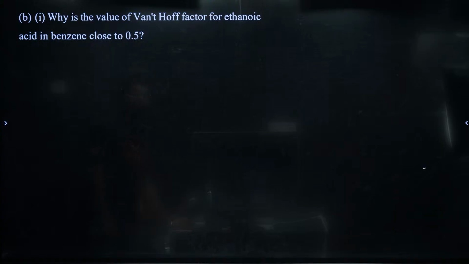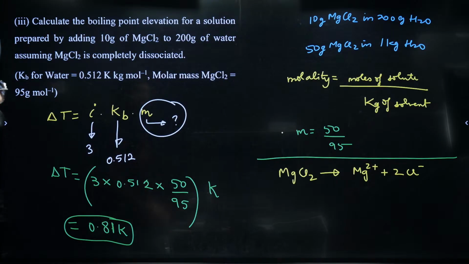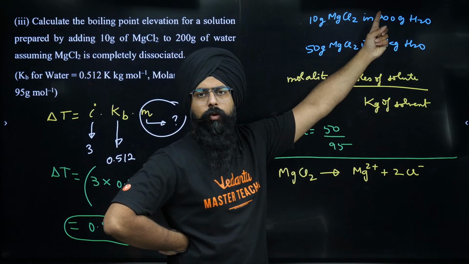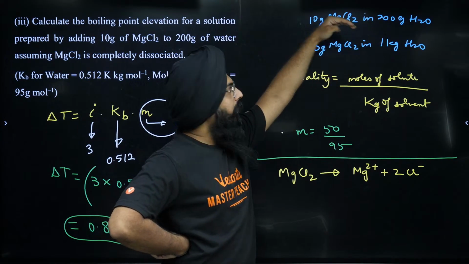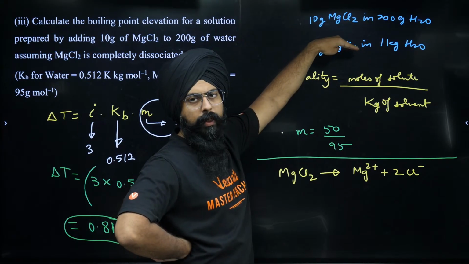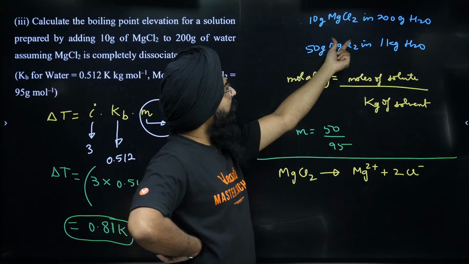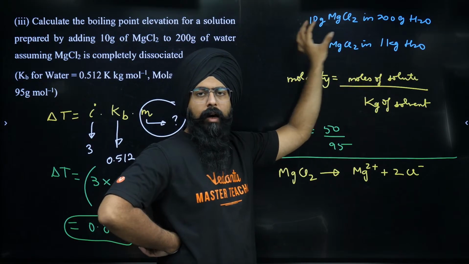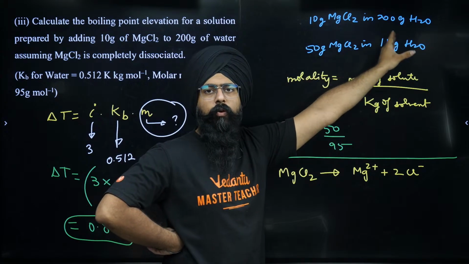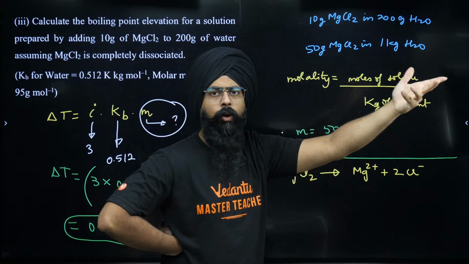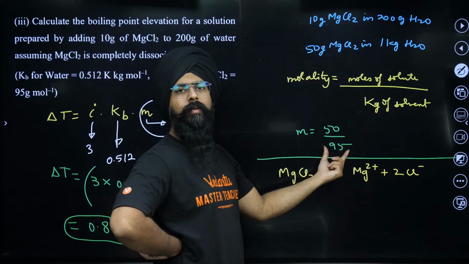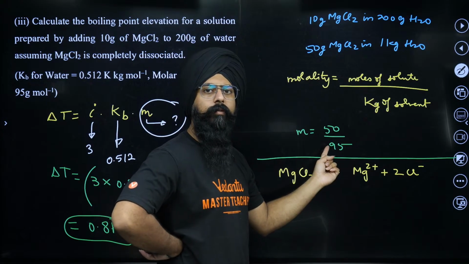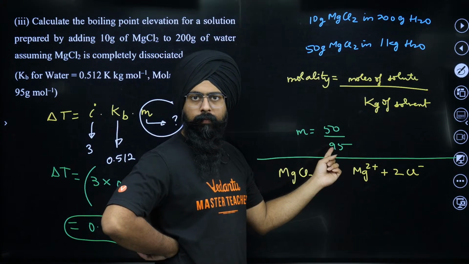Molality part is confusing. Adil, tell me why it is confusing. What is the confusion? They gave 10 gram magnesium chloride in 200 grams of water. If I multiply it by 5 on both sides, I will get 50 gram MgCl2 in 1000 grams of water. 1000 grams of water can be written as 1 kilogram of water. Now, moles of solute in 1 kilogram of water is molality. So just convert mass to moles: given weight, that is 50, divided by molar weight, that is 95. Okay.